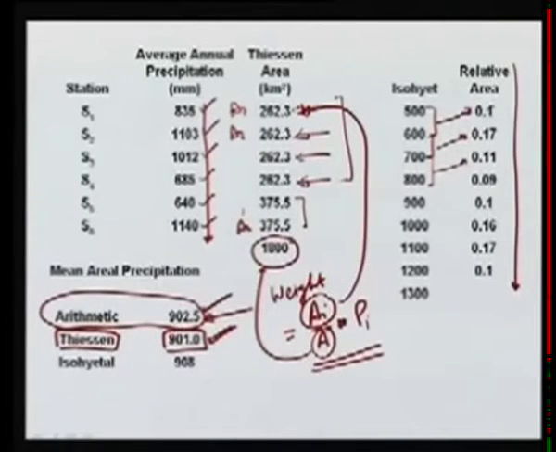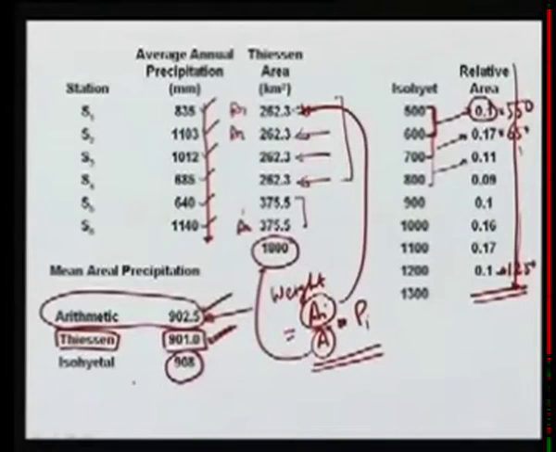So a 0.1 weight will be given with a rainfall which is the average of 500 and 600, which is 550, then 0.17 into 650, and so on. The last value 0.1 will be 1250. So adding all these up, we get the average precipitation over the area as 908 millimeters.